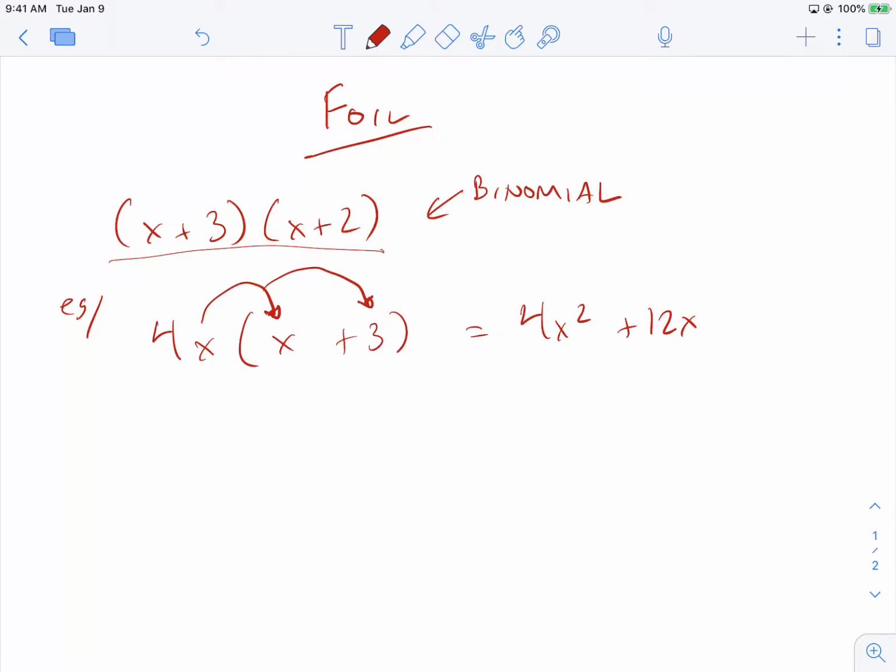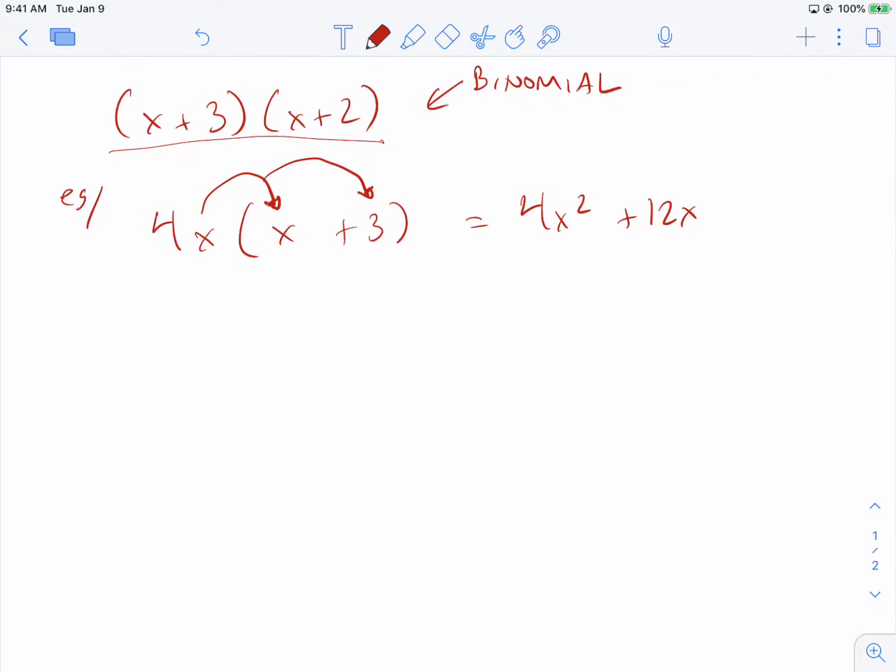This, however, is a little bit different because now we have two things that we need to be multiplying. So here's how we do it. If we had the expression x plus 3 times x plus 2, we are going to use FOIL. The F stands for first. What that means is you're going to take the first terms and multiply those things together. So x times x is going to give us x squared.